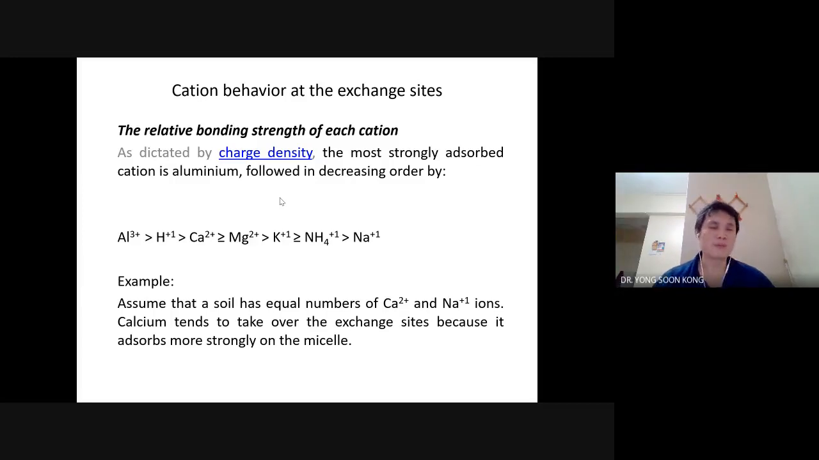Anyway, simply put it this way. Any cations that have a large charge will have a stronger bond, and therefore they are strongly attracted to the negative charge of the plate.